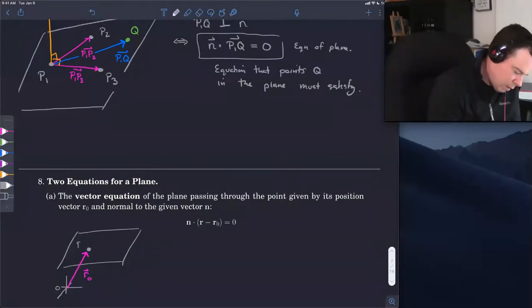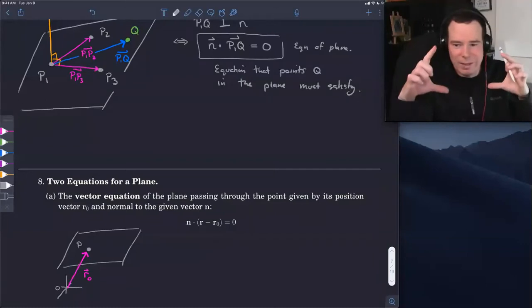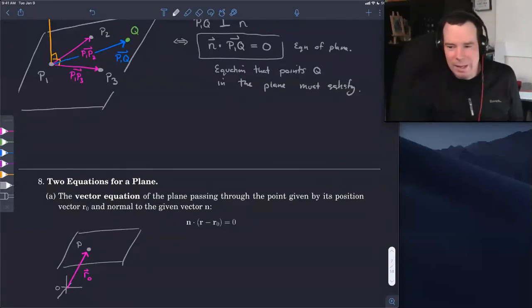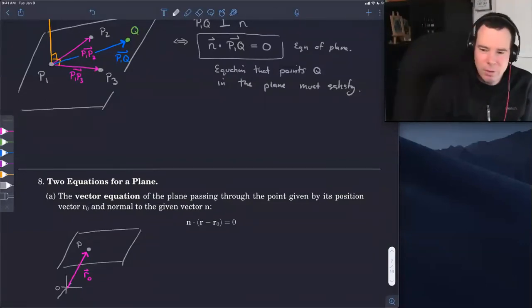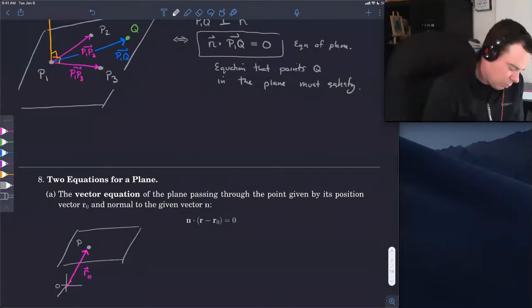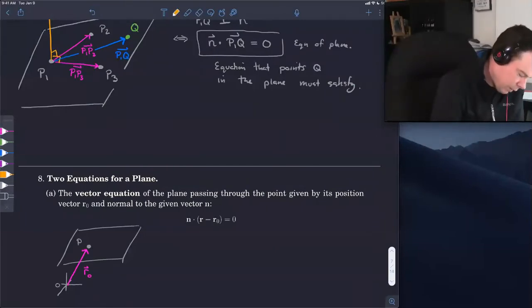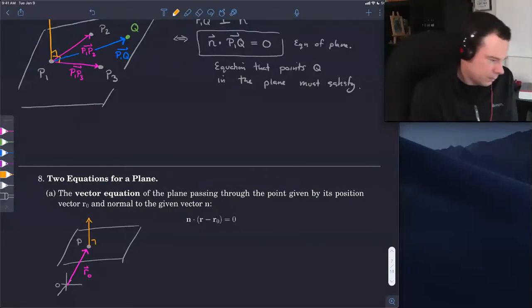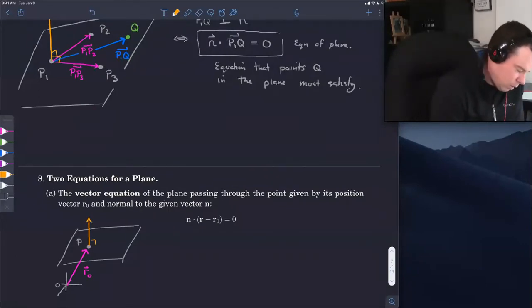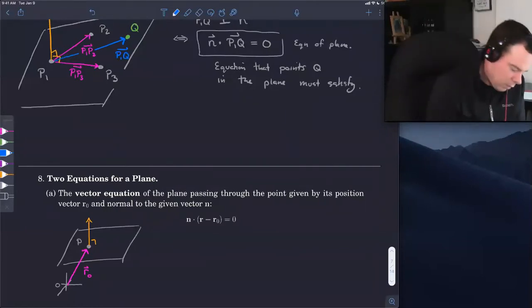Maybe this is point P, but I'll work with it through its position vector, which is just basically taking the round brackets around the point and replacing them with angle brackets around the 3-tuple, and that converts it to its position vector. So we've got our position vector of a point. We also have a normal vector to the plane. And the question is, we want to come up with an equation for various other points on the plane.